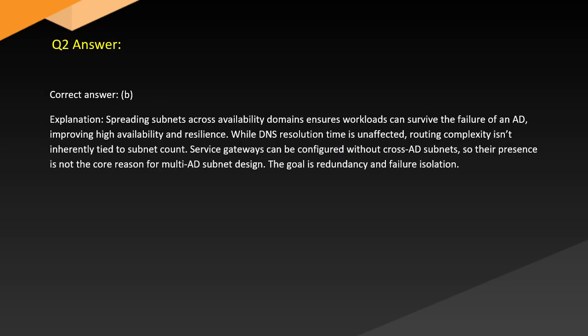Answer. Correct answer: B. Explanation. Spreading subnets across availability domains ensures workloads can survive the failure of an AD, improving high availability and resilience. While DNS resolution time is unaffected, routing complexity isn't inherently tied to subnet count. Service gateways can be configured without cross-AD subnets, so their presence is not the core reason for multi-AD subnet design. The goal is redundancy and failure isolation.